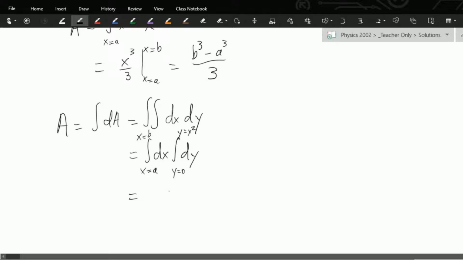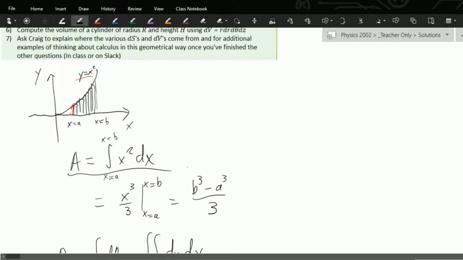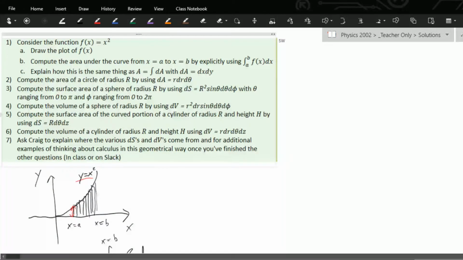And the whole reason why I was doing this was to show you that it gives you the same thing. So when we do this, this first integral here is just going to end up being an x squared. So we have dx times x squared from x is equal to A to x is equal to B. And so this is really exactly the same thing that we have right there. Okay. So this is our problem 1.